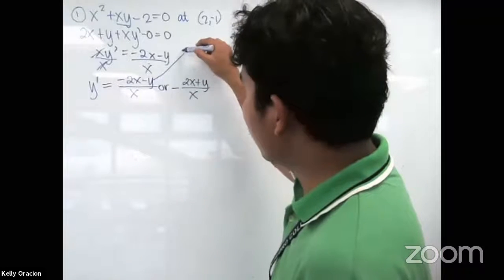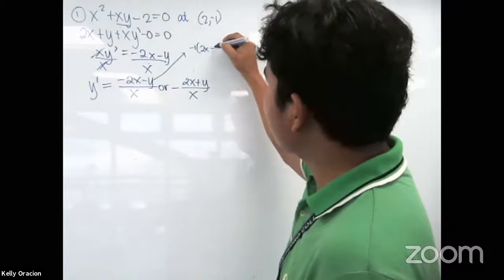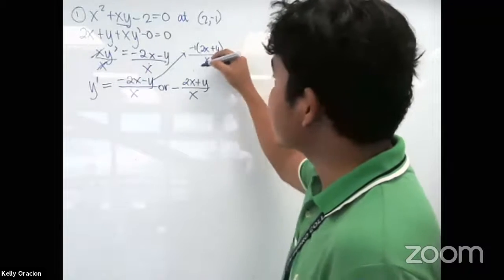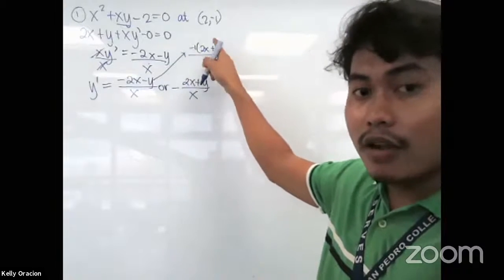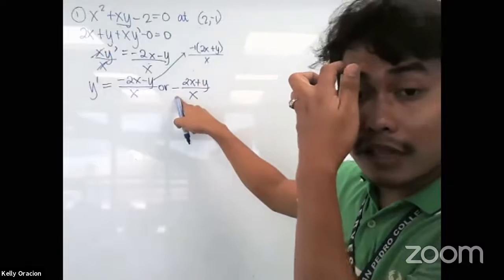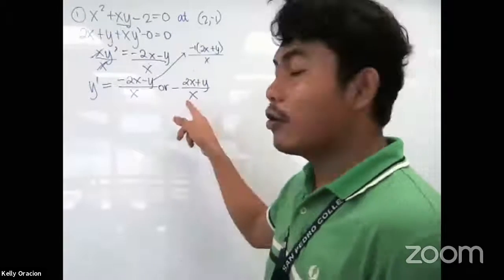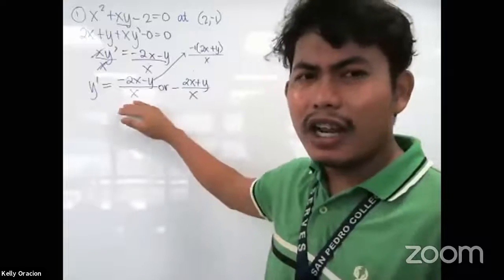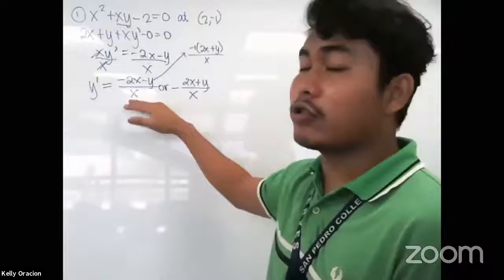So what I did is this. You factor out the negative 1, then 2x plus y over x. I just factored out the negative 1, then this is what came out, and the negative sign will be put here. So that is what I did. But if it stays like this, it's okay, no problem. But you need to make sure that you can see this in the choices.